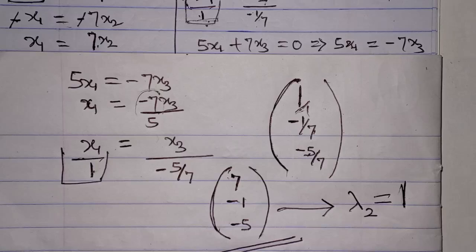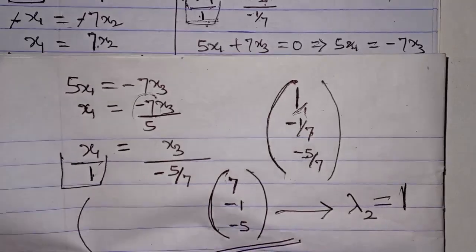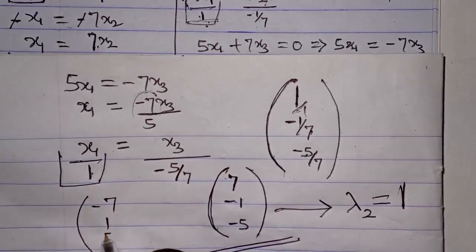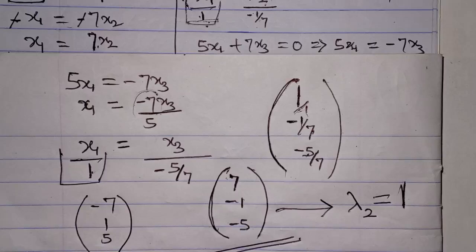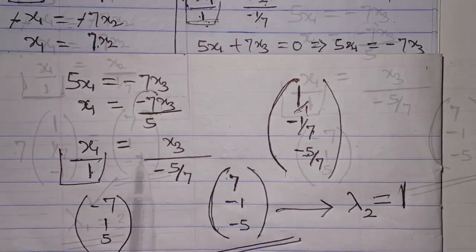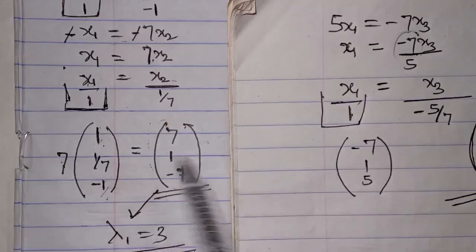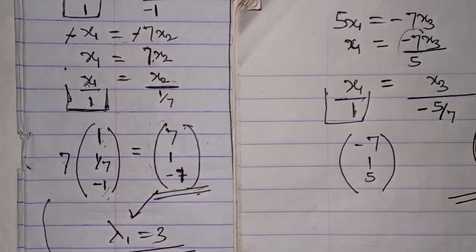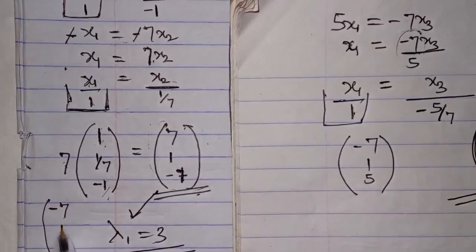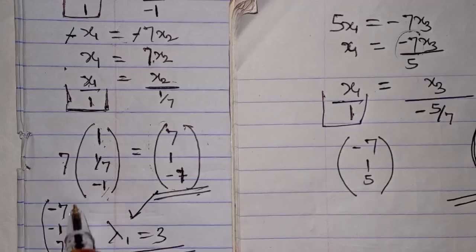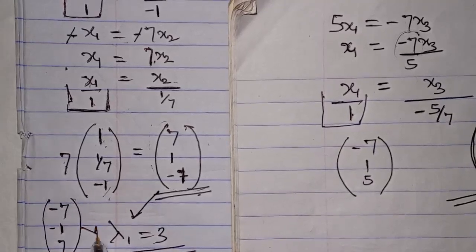I can represent this vector in another way. If I multiply this vector by minus 1, I'll have minus 7, 1, 5. They are the same thing. An eigenvector can be multiplied by a non-zero scalar. Same thing here. We can multiply this vector by minus 1, and we'll get the vector minus 7, 1, minus 1, 7. It still corresponds to this eigenvalue.